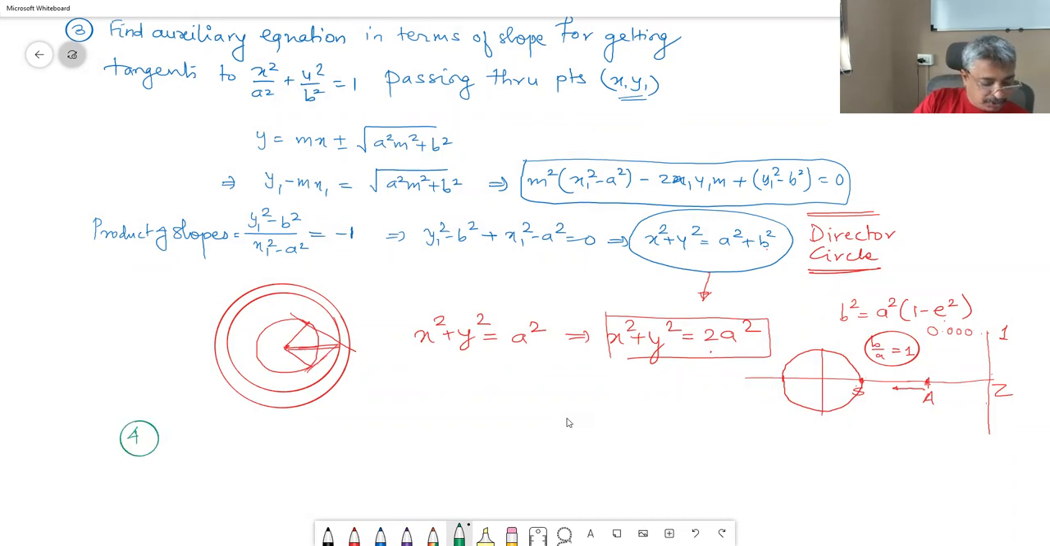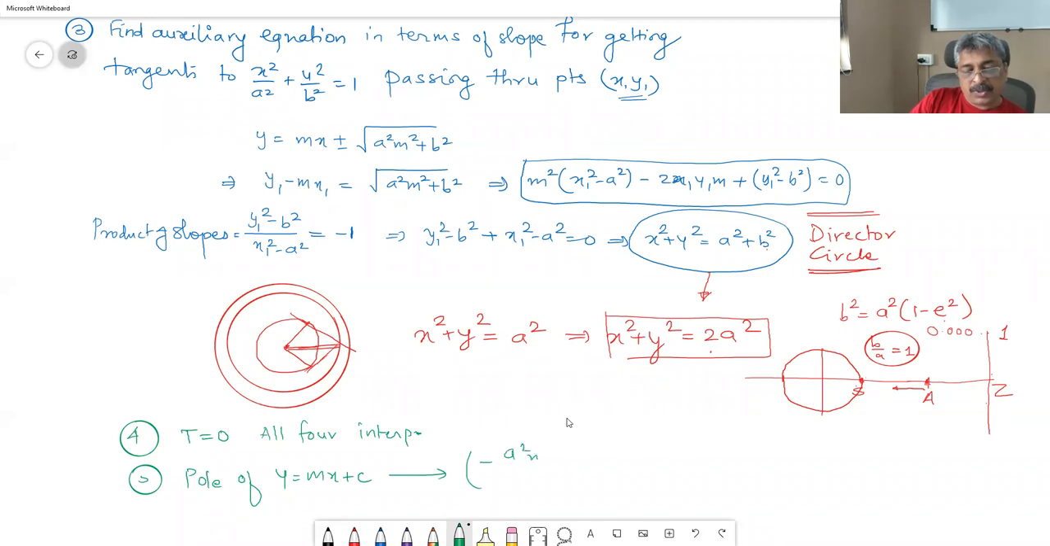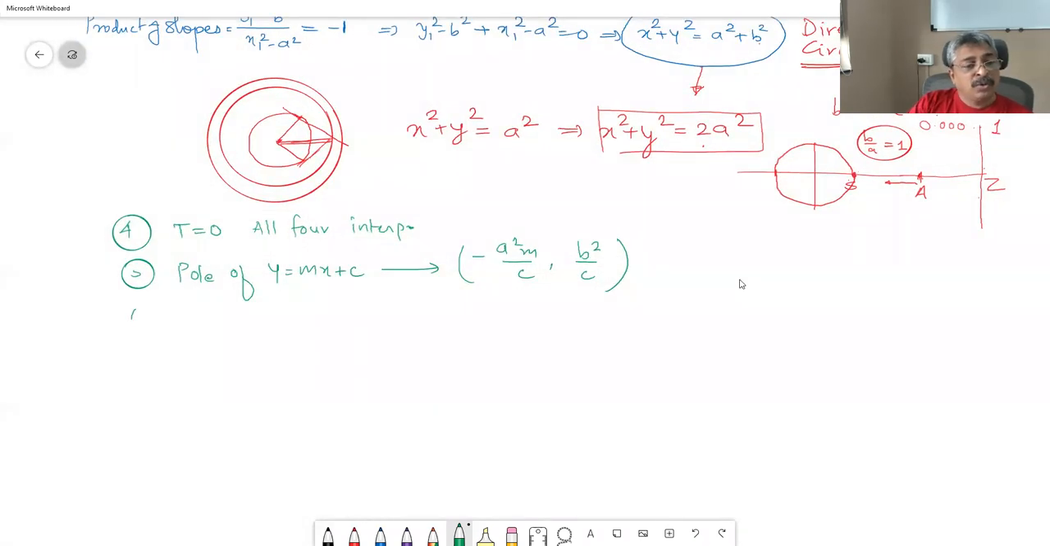For property number 4, what I should give you is T is equal to 0. We already know all four interpretations. The pole of y is equal to mx plus c is going to be the same as what you have found out: minus a square m by c comma b square by c. This is going to be the pole. Pole polar duality is also going to work because these are results common to any conic section. I will just mention them because you need to use those results for every conic section. So pole polar duality.